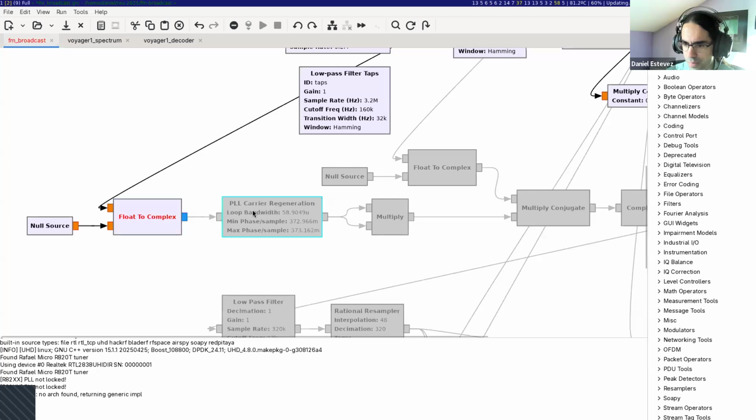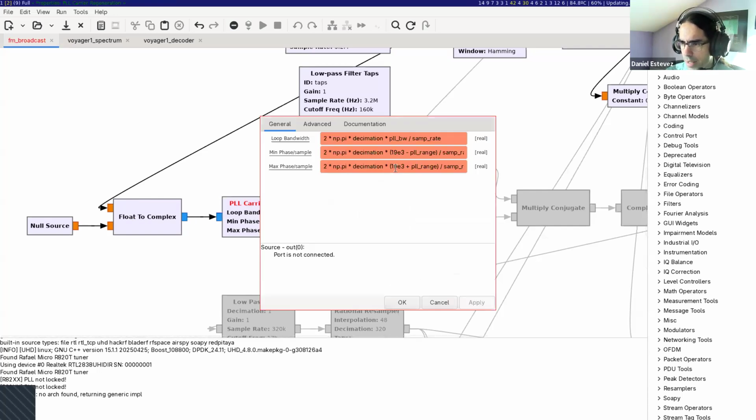Frequency is real. This PLL only works with a complex signal. There could be a version for real signals, but there isn't. So there's a very simple thing we can do, which is convert the real signal back to a complex signal by putting zeros on the imaginary part. You can remember that this null source generates zeros. And then we have this PLL.